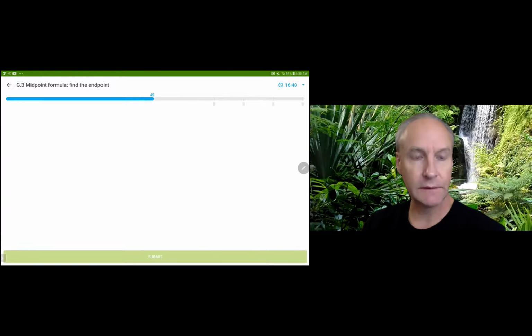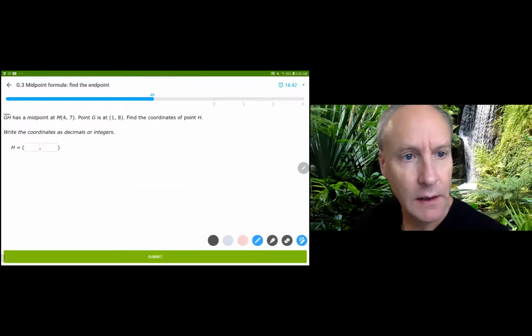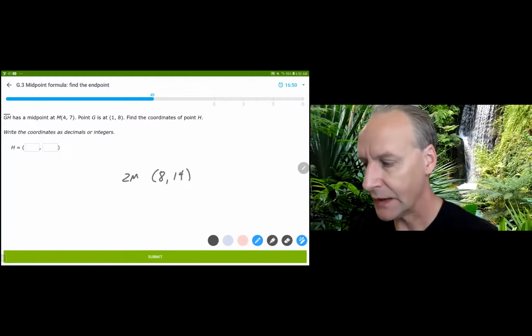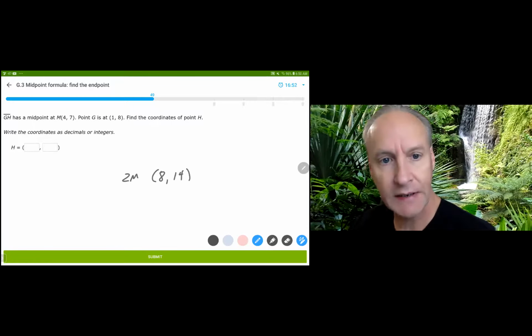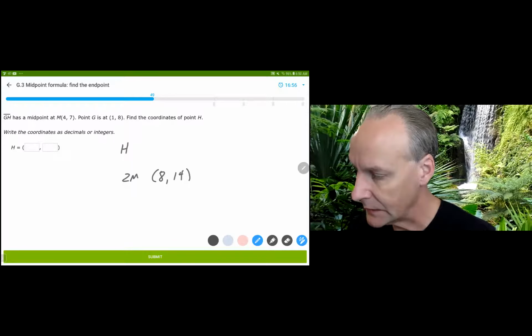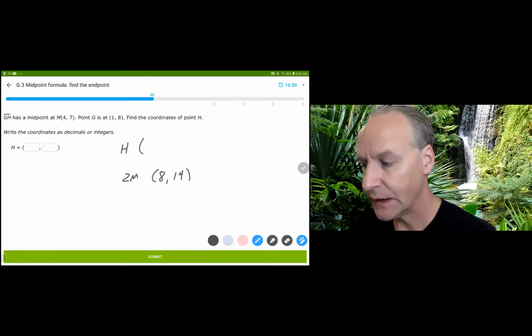I'm going to do this one a little bit faster even than that. The midpoint is 4, 7. So 2 times the midpoint. I'm just going to always call it 2m. It's going to be 8, 14. And remember, I need to add my x and my y together to get 8, 14. And so my point H has to be added to point G and get double my midpoint. So H has to be 7 and 6.